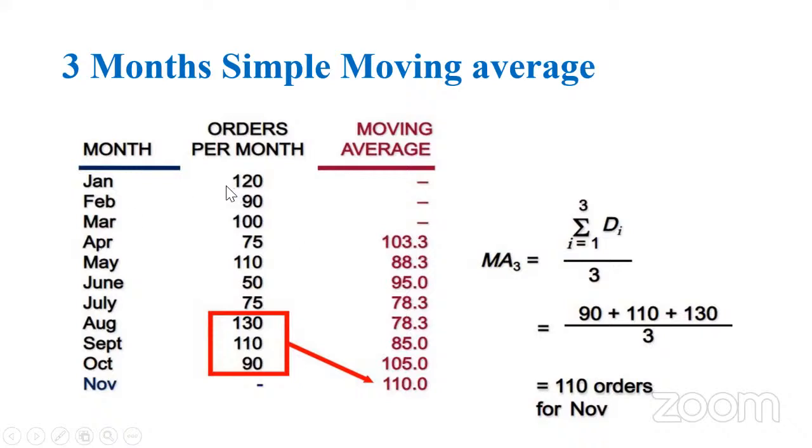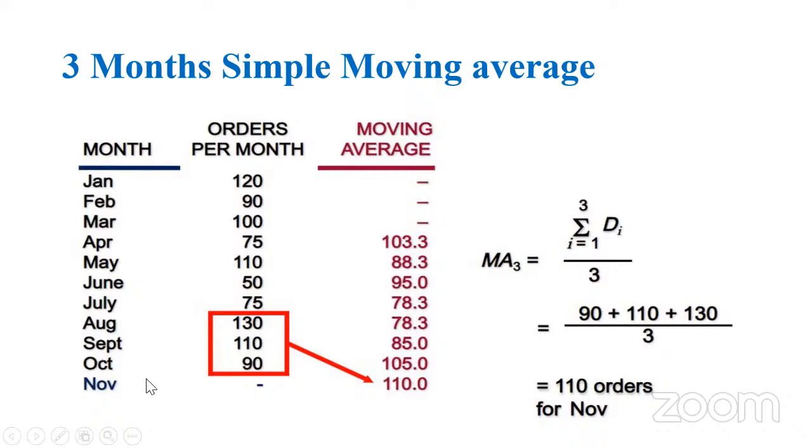Then leave out the first figure, January, that is 120, and add the next 75. That means 90, 100, 75 divided by 3, that is 88.3. Leave out 90, then add the next 3: 100, 75, 110 divided by 3, this is 95.0, and so on.